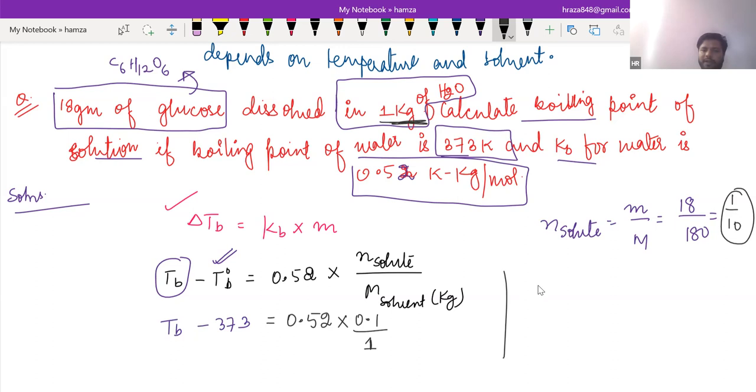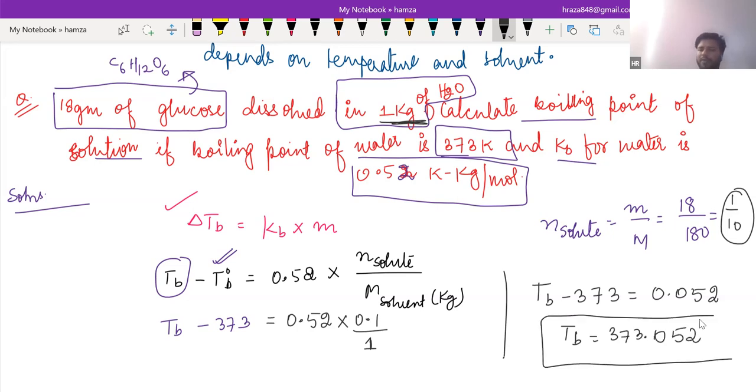So after solving it, TB minus 373 will be equal to 0.1 into 0.52. It will be 0.052. After moving this to the right hand side, it will be positive. So the boiling point of solution will be 373.052 Kelvin. You can see in the pure solvent, the boiling point was 373 Kelvin, but the boiling point of solution after adding non-volatile solute, that is glucose, becomes 373.052 Kelvin. Please write it.